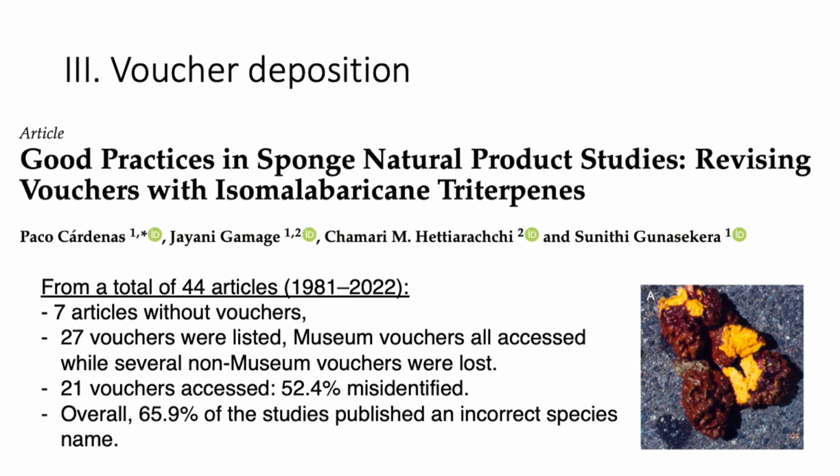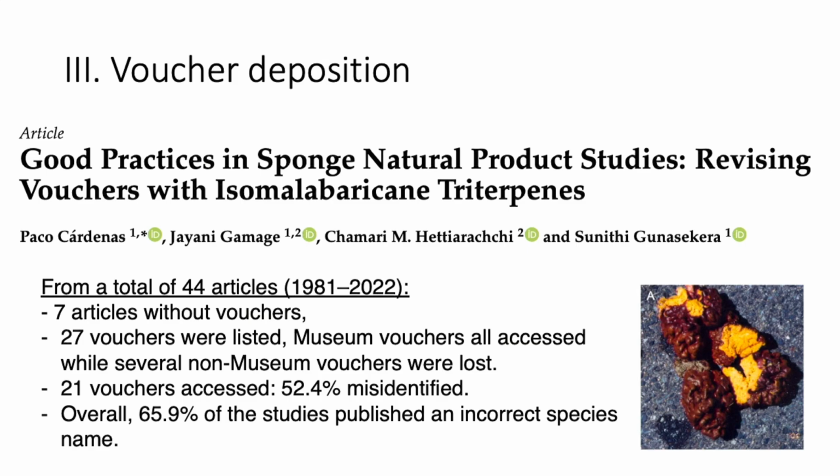7 articles didn't have any voucher, so there's no way you can actually check these identifications or results. In total, in these 44 articles, I could gather a list of 27 vouchers. All of the ones that were deposited in museums were accessed, and I could revise them. But several specimens that were deposited in other places than museums were actually lost, and I could not access them. In total, I could access 21 vouchers, but over these 21 vouchers, more than half were misidentified. So they actually needed to be revised.